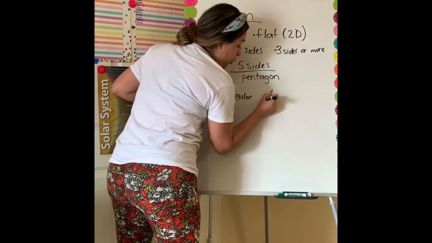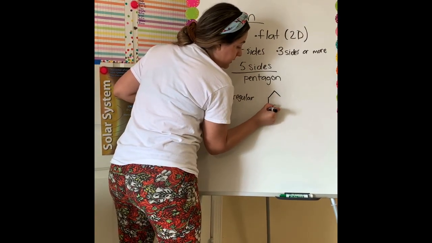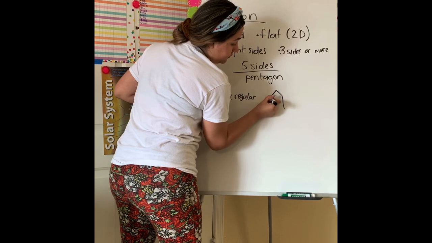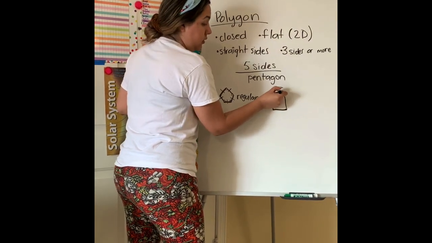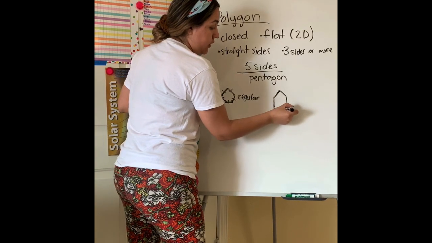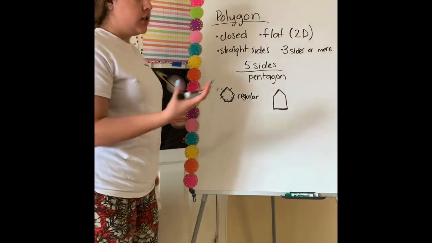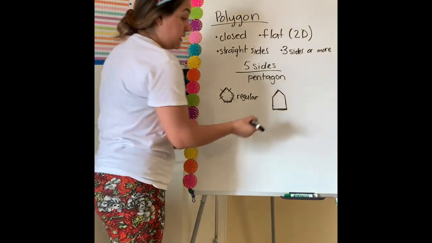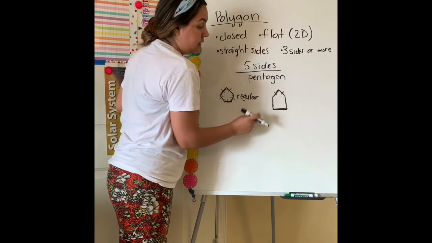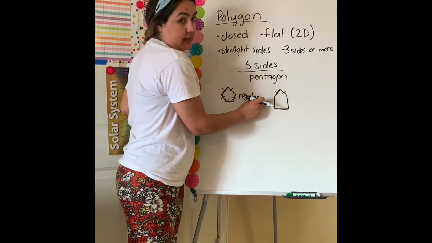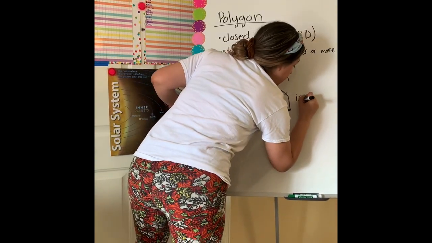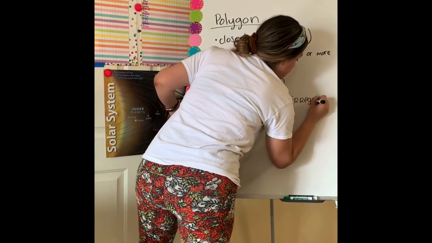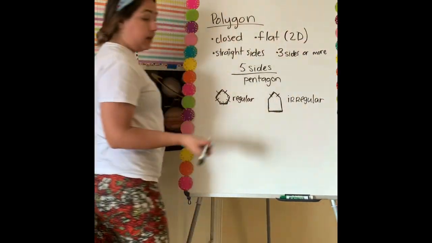Watch. We could have something like this. Is it 5 sides? 1, 2, 3, 4, 5. That's 5 sides. That's a pentagon. But are the sides the same? This is equal to this, but this is not equal to this. So that means that they're not the same. That is why this is an irregular polygon.